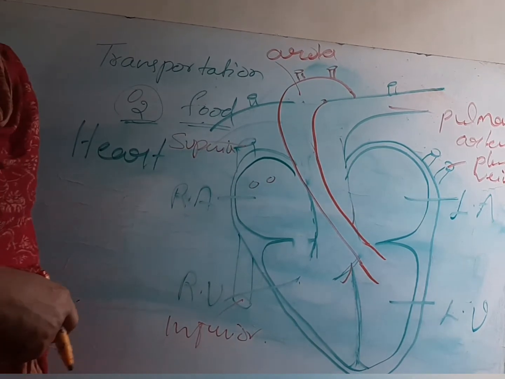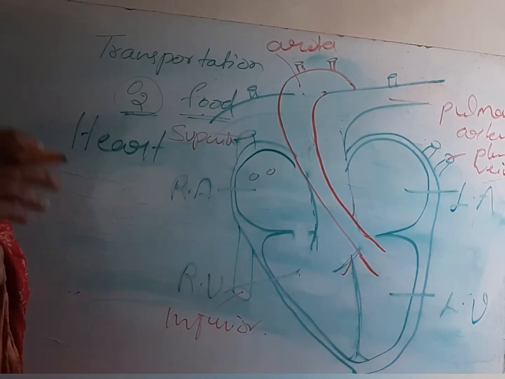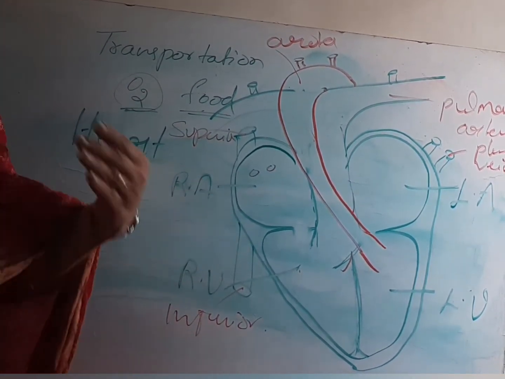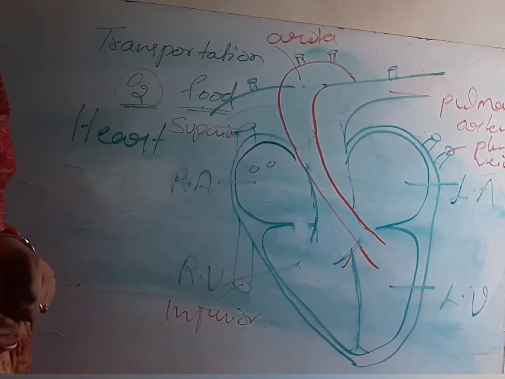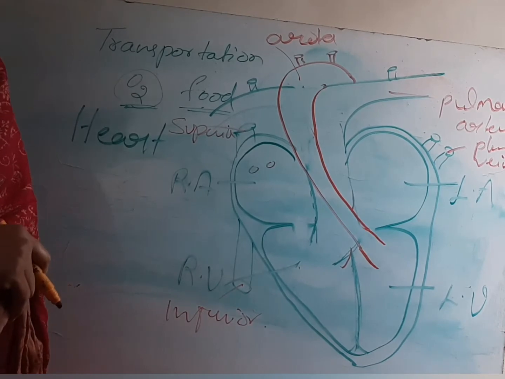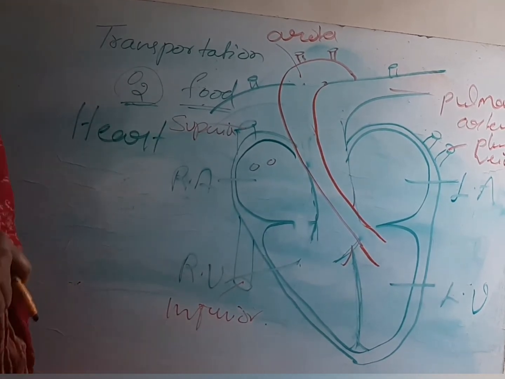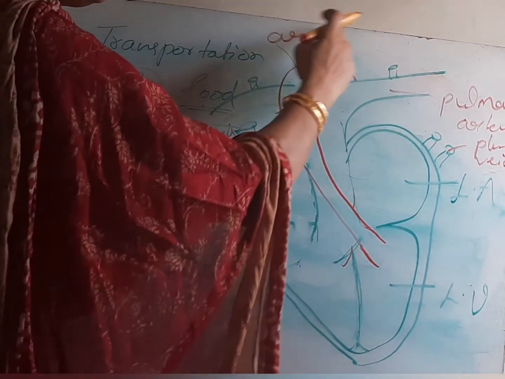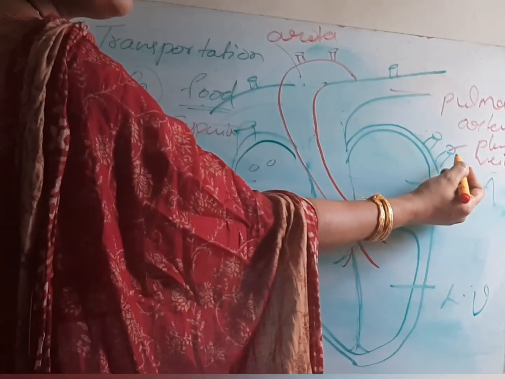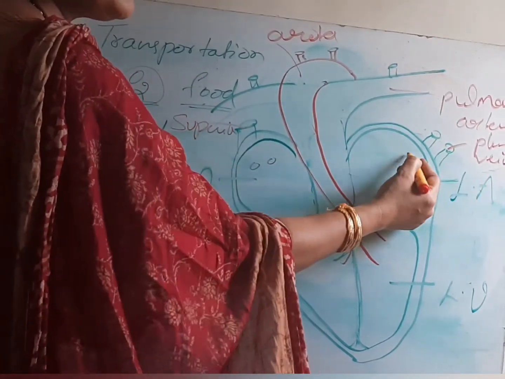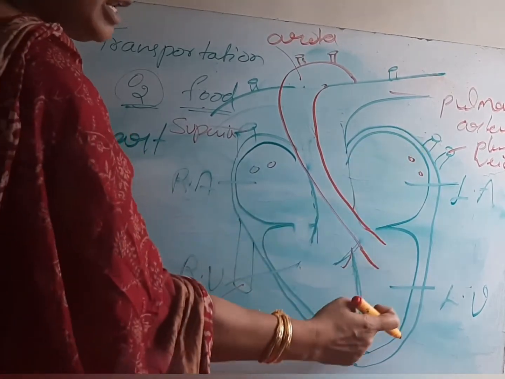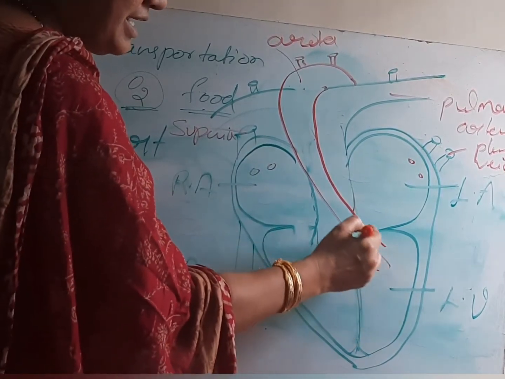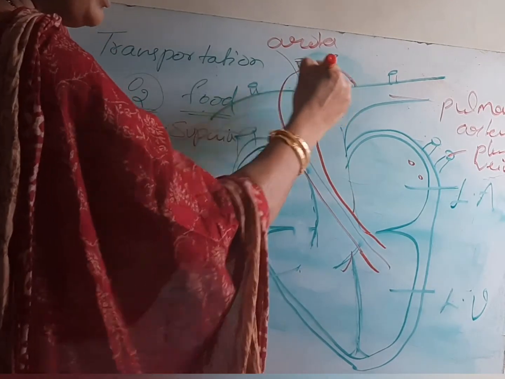What is the function of lungs? Where the purification of blood takes place, that is carbon dioxide is removed and oxygen enters the blood, and that blood is called oxygenated blood. That oxygenated blood from the lungs enters into pulmonary veins, and that enters into left auricle, left ventricle, and then it enters into aorta.